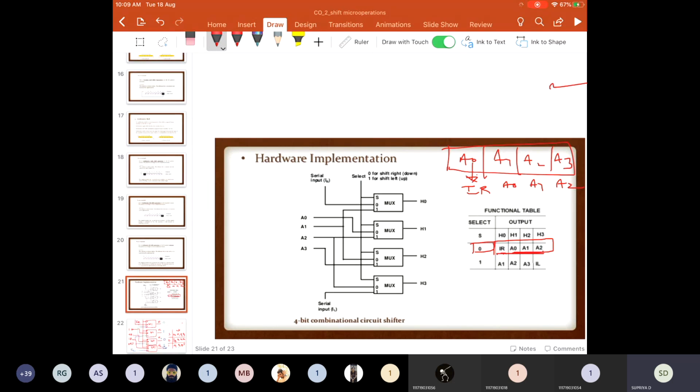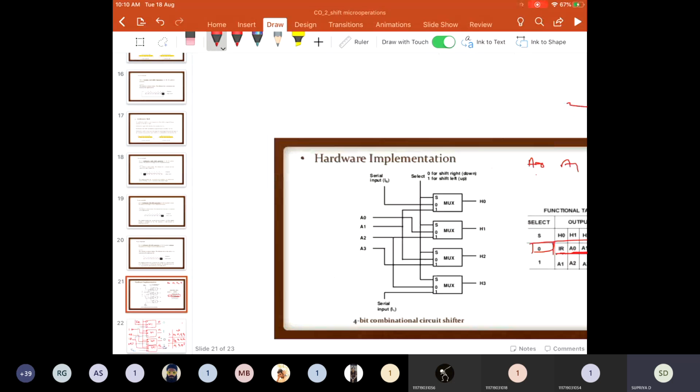So the same thing I want to perform when I'm using s equals to 0. And the same data you have, A0, A1, A2, and A3 are the bits that you have in a register.